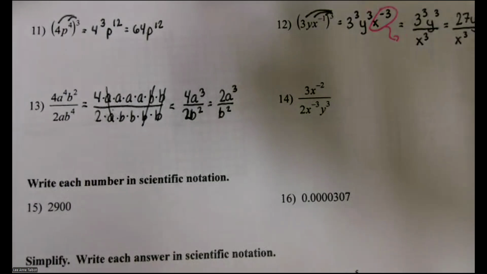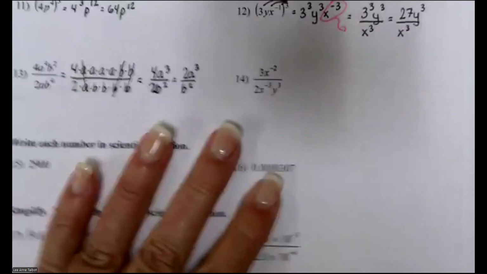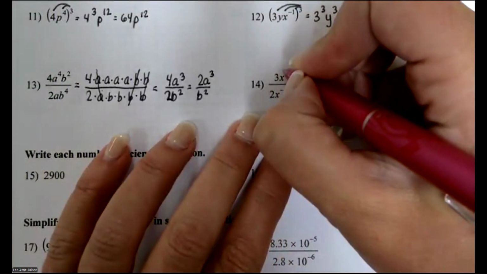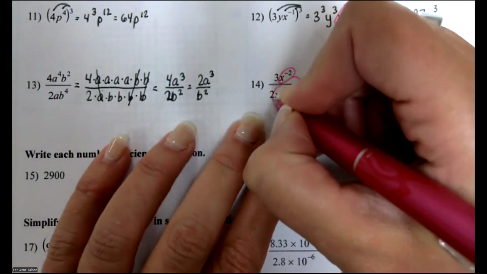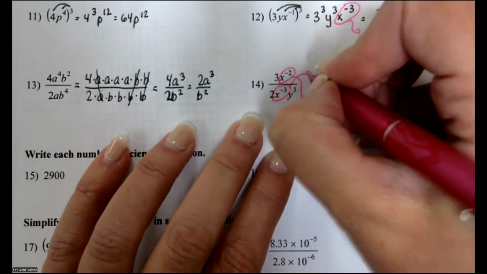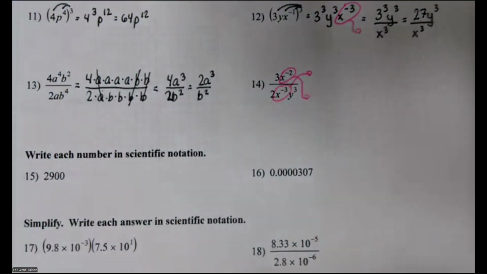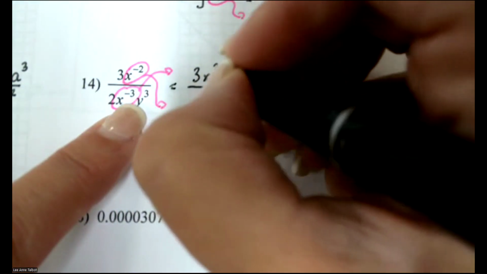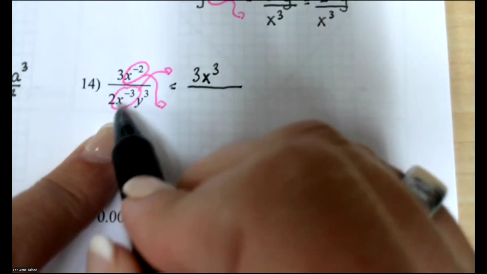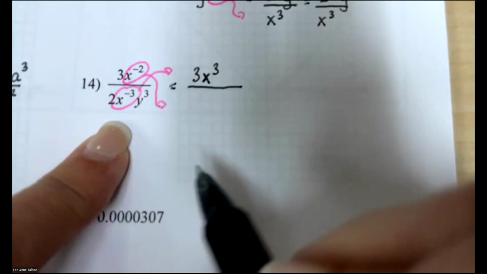Okay, number 14, I'm going to do a little differently because there's negative exponents involved. I'm going to fix those first. So circle, that guy's going to go to the bottom. Circle, that guy's going to go to the top. Okay, so 3 is on the top. X to the negative 3 is going to come to the top and become x to the positive 3. So that's this right here going up.